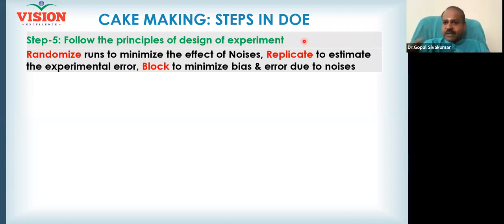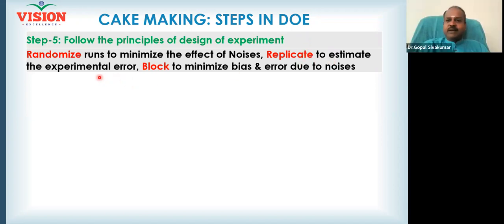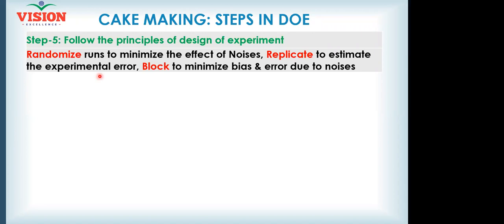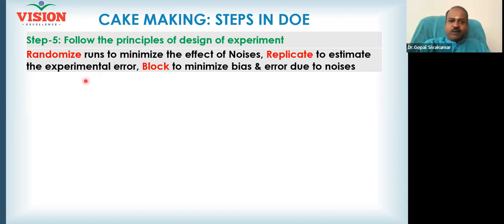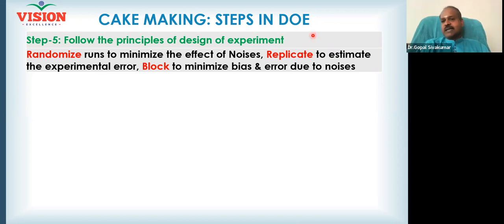So replication will help you to get an estimate of the measurement error. So replicate to estimate the experimental error. Do you understand? If I repeat an experiment, I get different readings. Do you think your readings are accurate? There is an error, which is called experimental error. And then blocking. What is blocking?